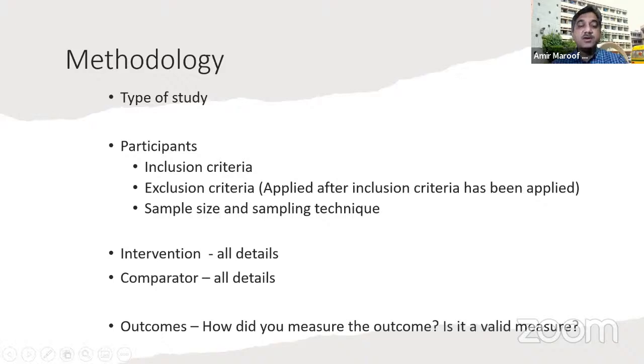Then whether it is randomized or non-randomized. Often we also see that students write randomization. We ask, how did you randomize? Then they say, as patients were coming, we were allotting them. That is not the right way, because randomization cannot come at just any time. Randomization has to be done with a proper technique; otherwise, it is not randomized.